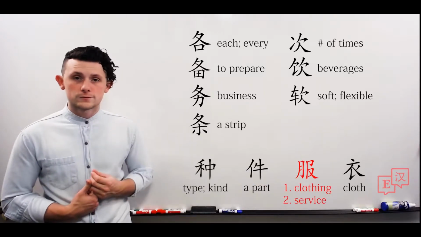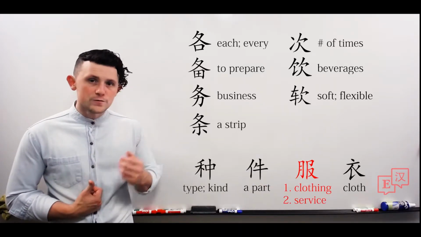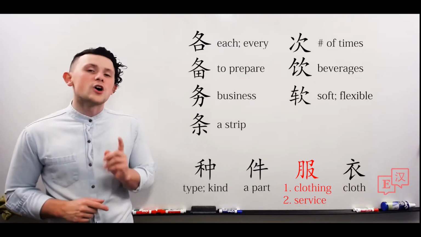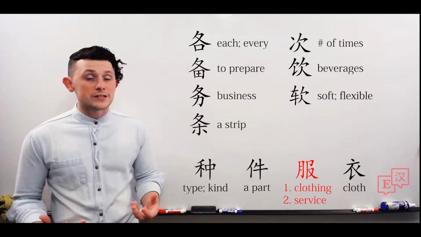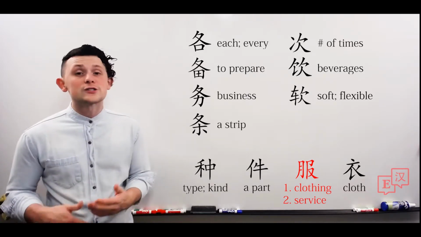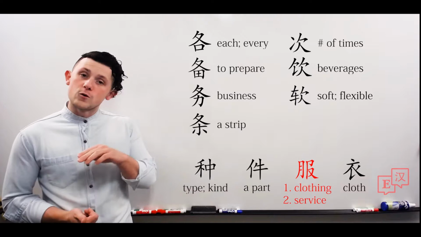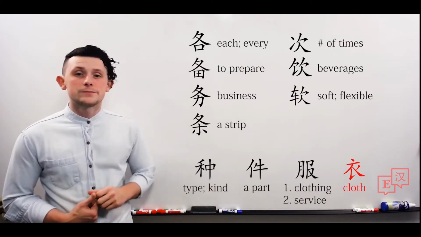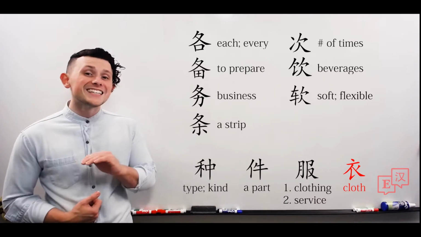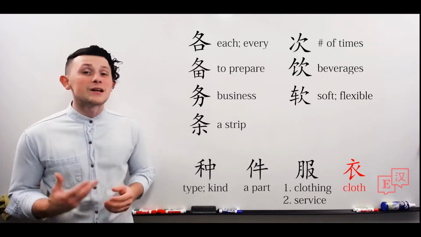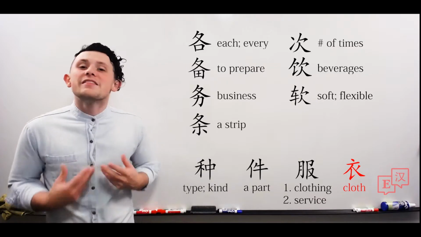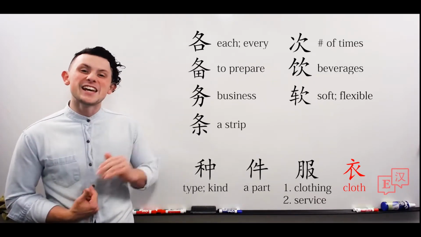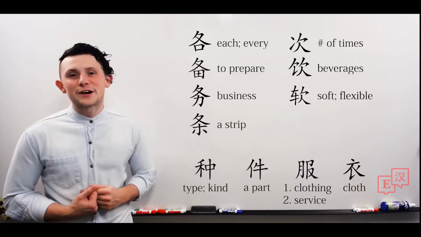Bu. Bu means clothing. However, it is often associated with service, as in a service industry, a service worker, etc. Bu. Lastly, yi. Yi. Pronounced exactly like the number one, this character means, again, cloth or clothing. Yi. That is all for our characters.